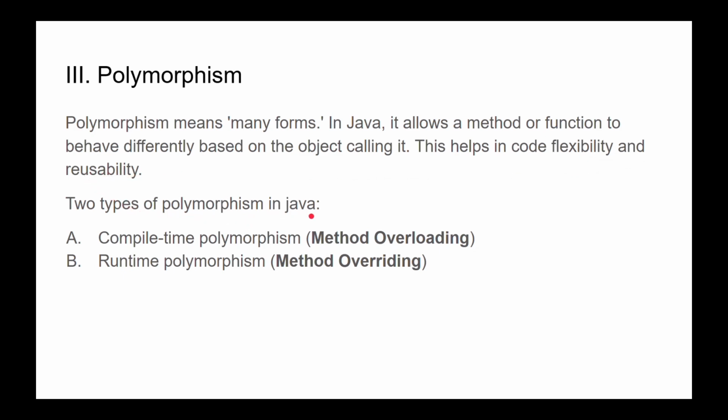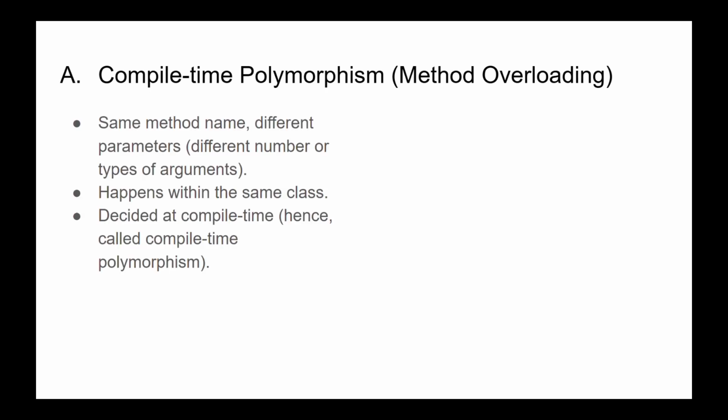Here we have two types of polymorphism. One is method overloading and one is method overriding. They are also called compile time polymorphism and runtime polymorphism. Coming to compile time polymorphism, which is method overloading, the same method can have different types of parameters or different numbers of parameters and different return types as well.